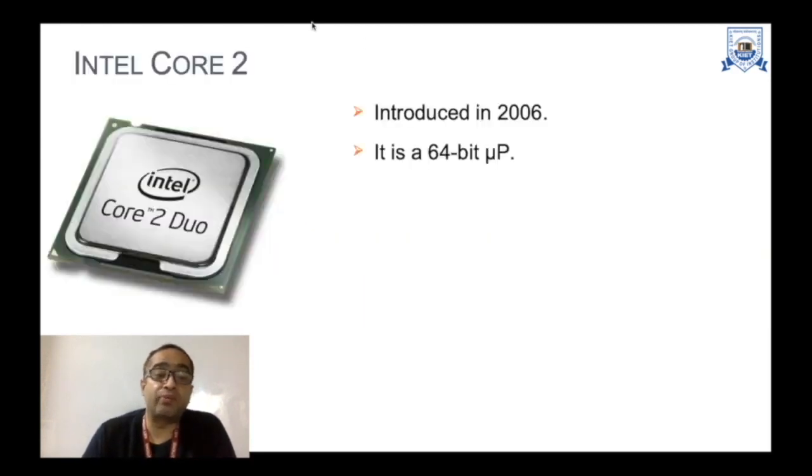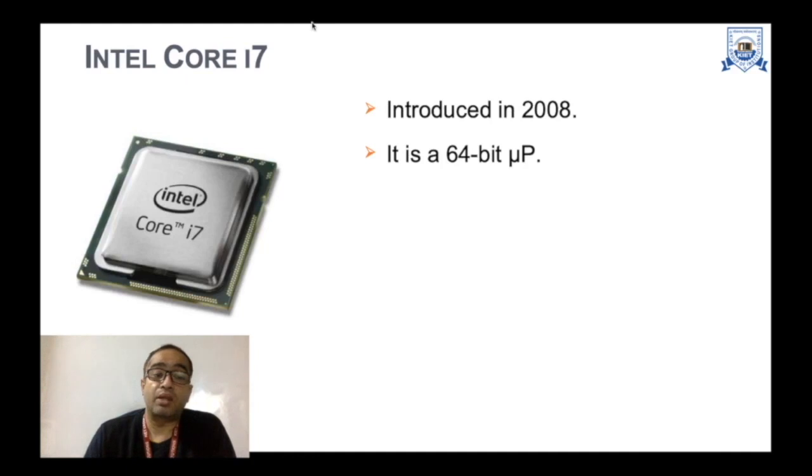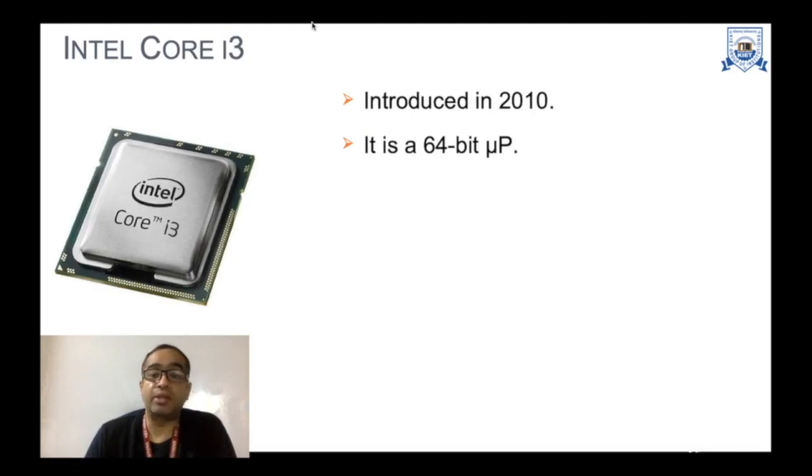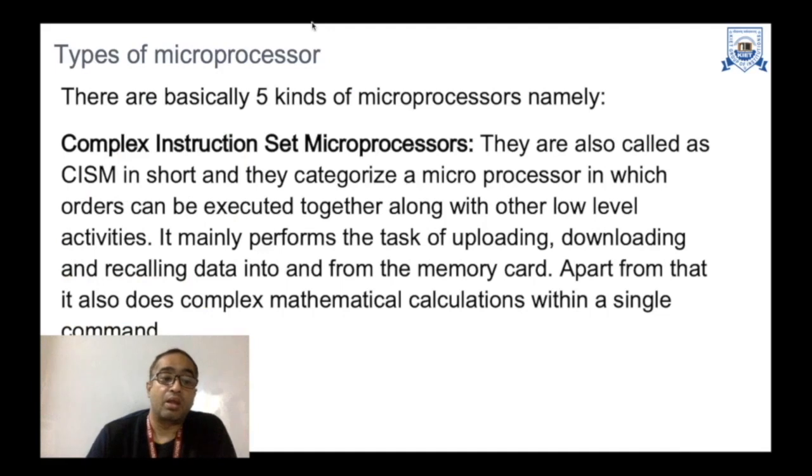Now, coming to the 64-bit variants of the Intel microprocessor, Intel introduced the 64-bit Core 2 in 2006. Then in 2008, Intel developed the i7, with 64-bit. Then the Intel Core i5 in 2009, again a 64-bit microprocessor. The i3 in 2010, again a 64-bit microprocessor. All of these were the different microprocessors that were in the Intel package.